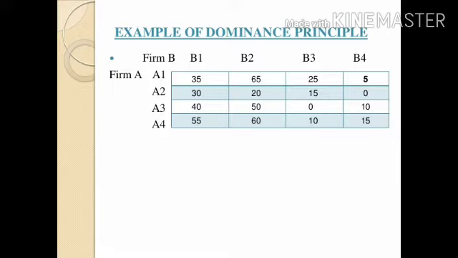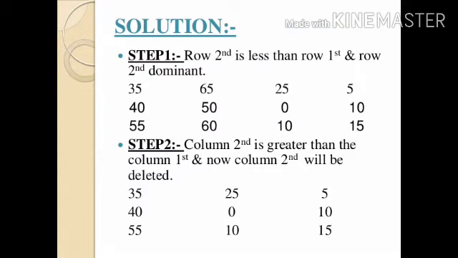Let us go to the problem. In the problem, there are two firms. In firm A, there are four strategies: A1, A2, A3, and A4. In firm B, there are four strategies: B1, B2, B3, and B4. So let's go to the solution.